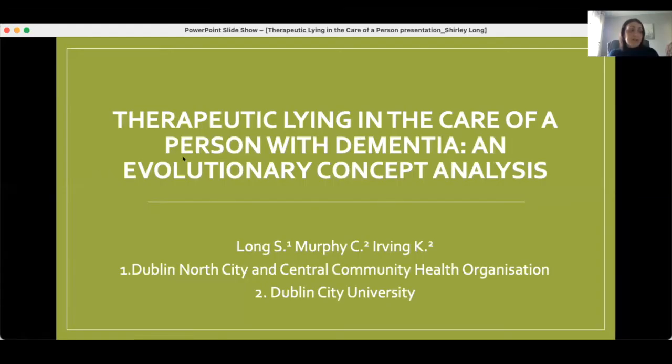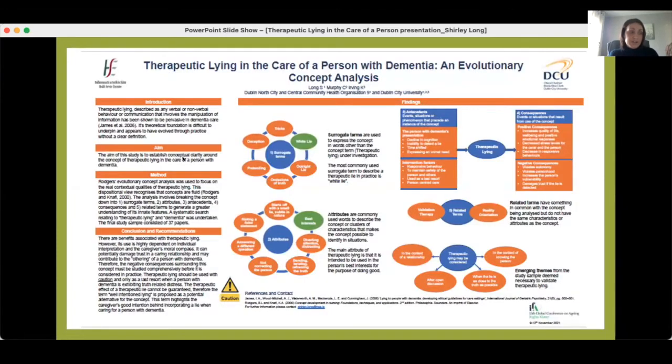The next step is attributes. Attributes are commonly used words to describe the concept, or clusters of characteristics that make the concept possible to identify in situations. Some of the attributes of therapeutic lying were that they start off small, they are subtle in nature, they are in the person's best interests, and they involve diverting attention, distracting, bending, twisting, and reframing truth. Not correcting the person, answering a different question than the person asks, or making false statements. The main attribute of therapeutic lying from the literature was that it was intended to be used in the person's best interest, for the purpose of doing good.